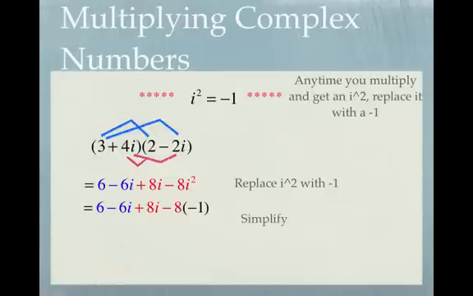And then we're going to want to simplify. So first thing you do is simplify the negative 8 times negative 1 to get a positive 8. And then from there you can combine the like terms. So 6 plus 8 is 14, and then negative 6i plus 8i is 2i. And that is how you would write your answer. You always want the term with the i to be last. So 14 plus 2i.